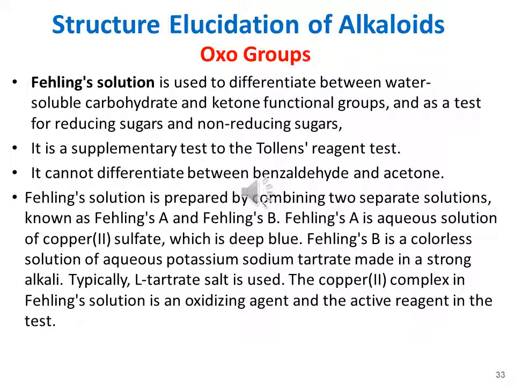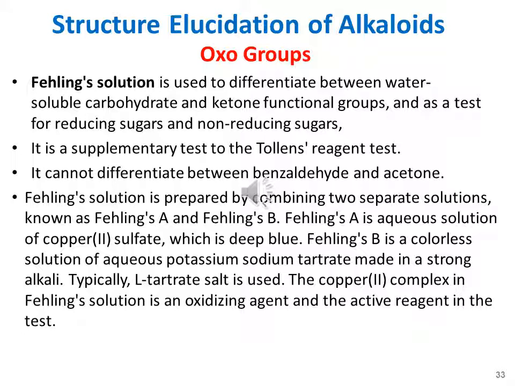Fehling's solution is a chemical reagent used to differentiate between water-soluble carbohydrate and ketone functional groups, and is a test for reducing sugars and non-reducing sugars, supplementary to the Tollens reagent test. The test was developed by the German chemist Hermann von Fehling in 1849. The solution cannot differentiate between benzaldehyde and acetone. Fehling's solution is prepared by combining two separate solutions known as Fehling's solution A and Fehling's solution B.